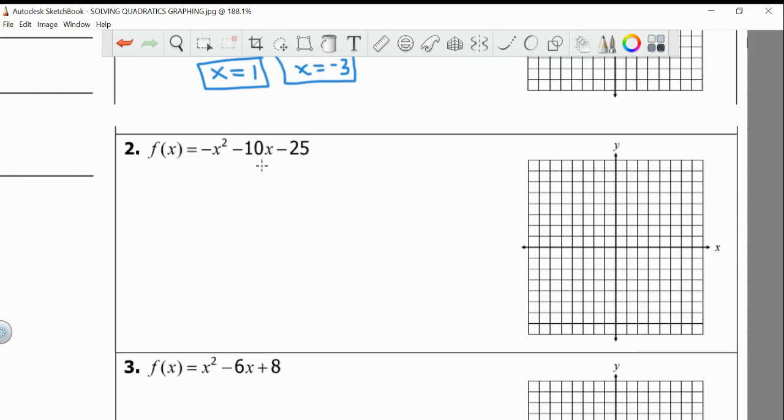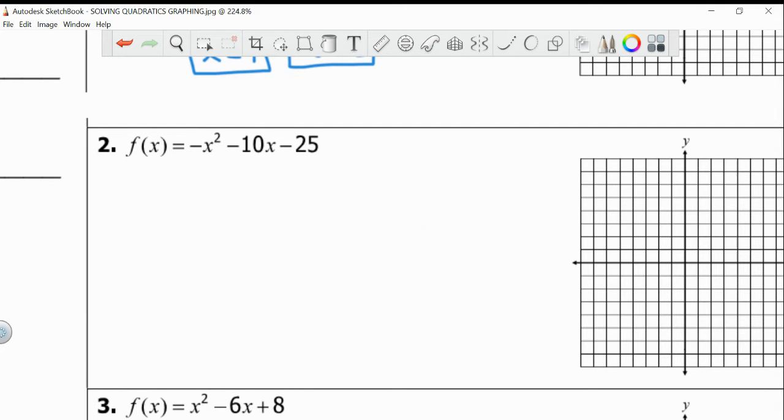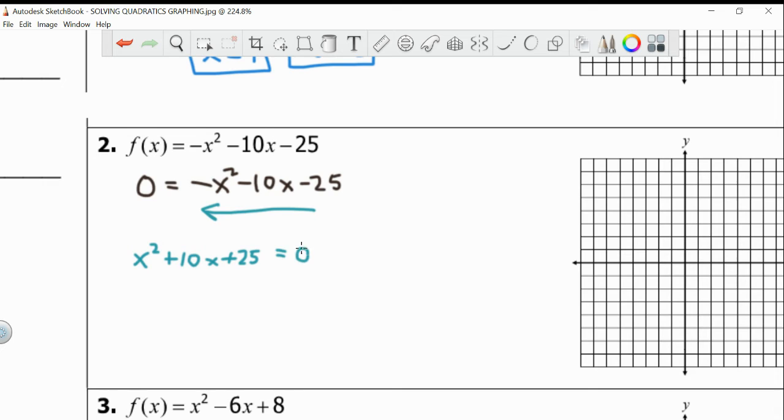Let's do number 2, and this one is pretty important. It's the very last one we're going to do together. We're going to start it out like this. I see a minus x squared. You know that I pretty much hate negative x squareds, so I'm moving everything to the other side. Plus x squared gives me x squared. Plus 10x gives me plus 10x. Plus 25 gives me plus 25. And all of this has been moved over to the left. And so now my 0 is on the right.